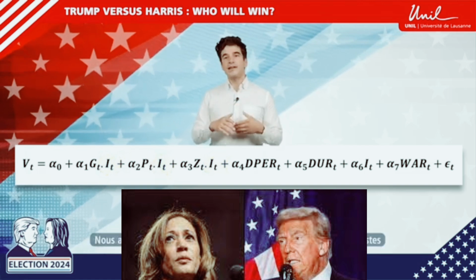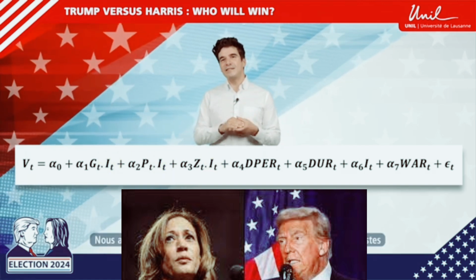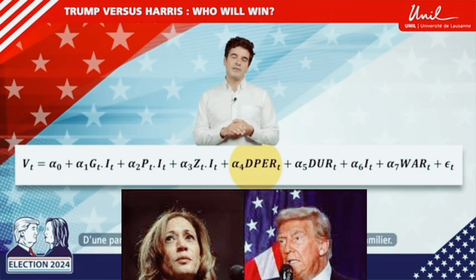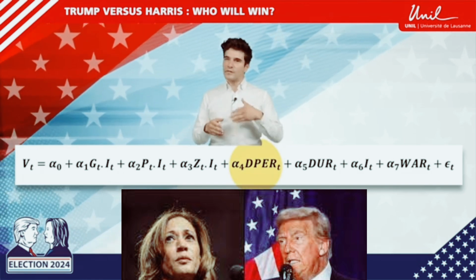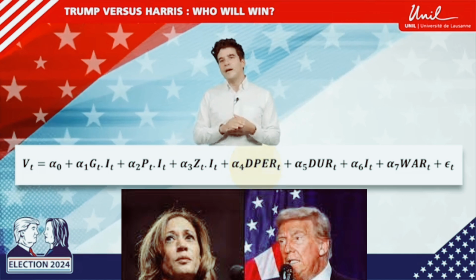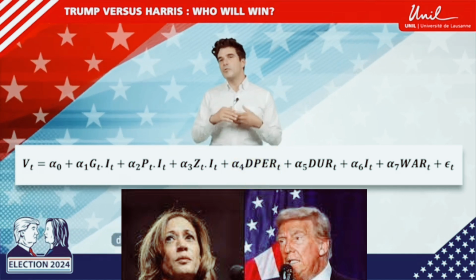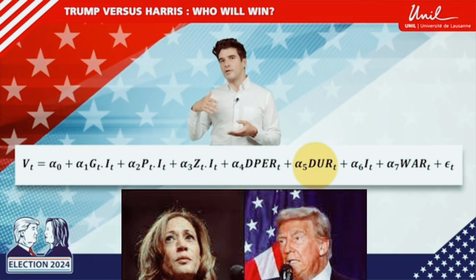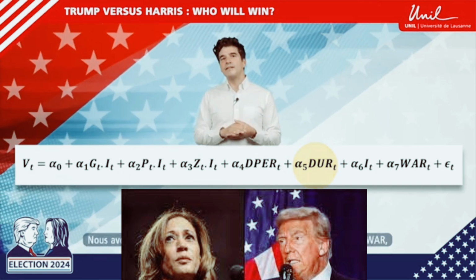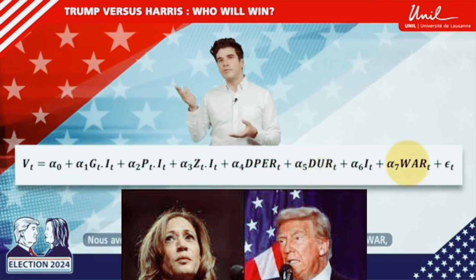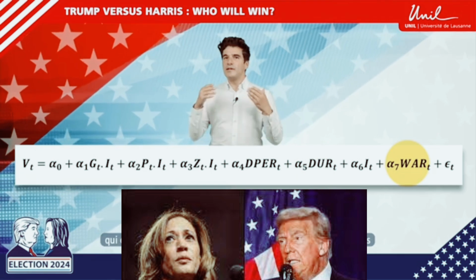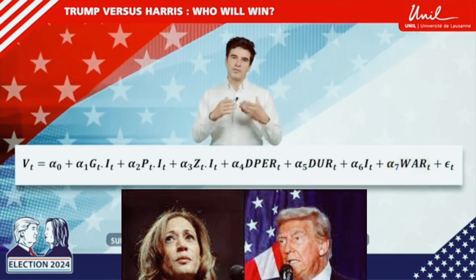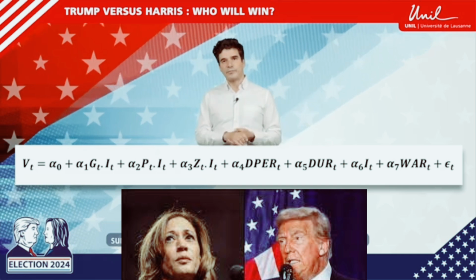We then have two variables capturing antagonistic effects of the incumbency. On the one hand, the incumbent candidate has an advantage by being a familiar face. This is variable DPER. And on the other hand, voters can become wary of having the same party in power for several terms. This is captured by a variable DUR. We then have an indicator variable coded 0/1, variable WAR, which captures the idiosyncratic effects of both world wars on the state of the economy of the United States and of the world in general.